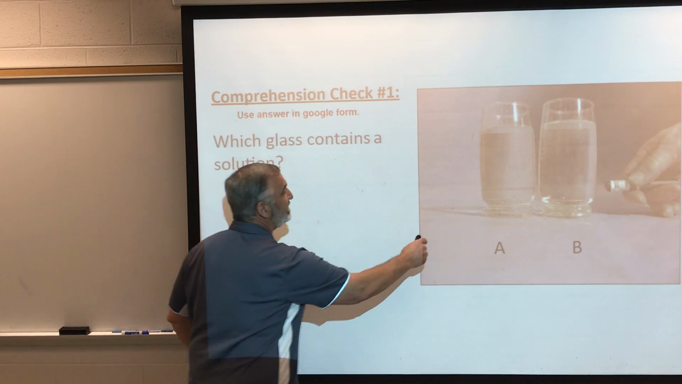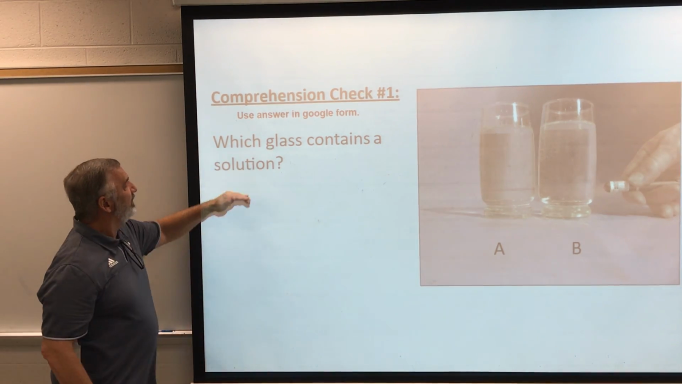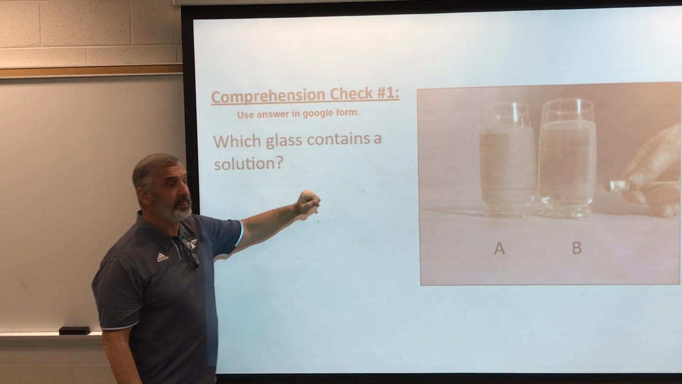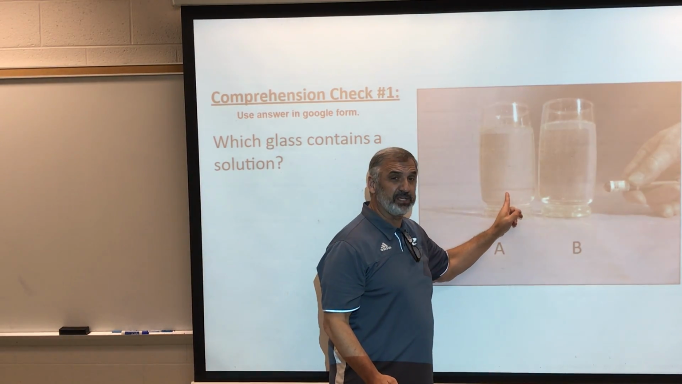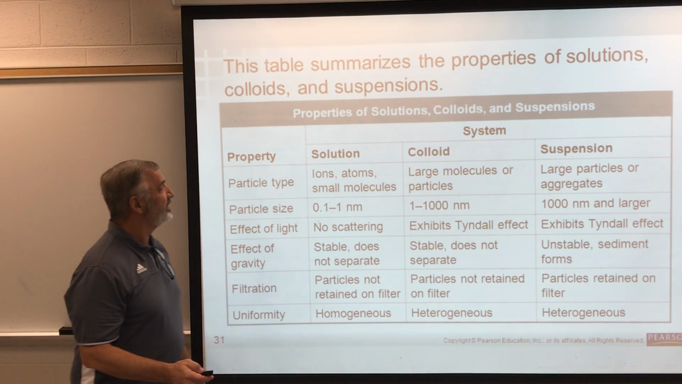So since we can see it here, which glass contains a solution? Well, it's the one you can't see that is the solution. This is the Tyndall effect, because we can see the beam. It's there.